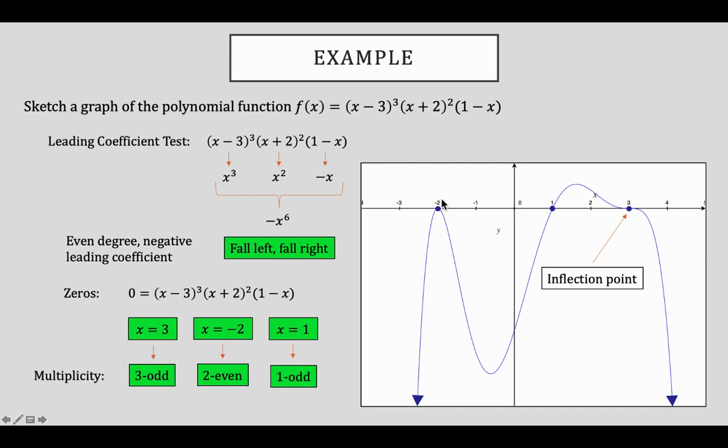Here we have the graph of f of x is equal to x minus 3 cubed times x plus 2 squared times 1 minus x. Again, there are no scalings on the y-axis. I'm not worried about how far down your graph goes or how far up your graph goes. Again, I am looking for the end behavior, that you have the proper zeros, and that you have the proper behavior at each zero. Make sure you label any inflection points.